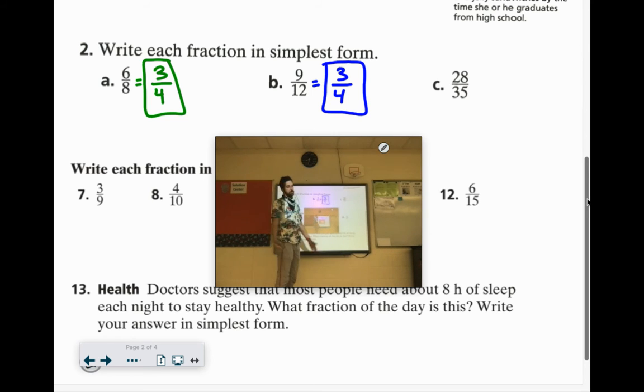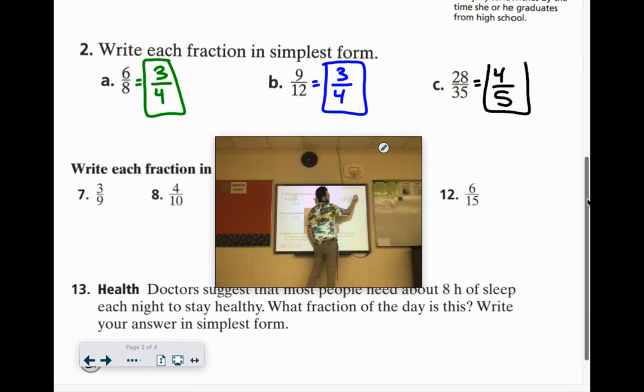28 and 35. 7 goes into both of those. 7 goes into 28 4 times. 7 goes into 35 5 times. 4 and 5, no common factors except for 1.